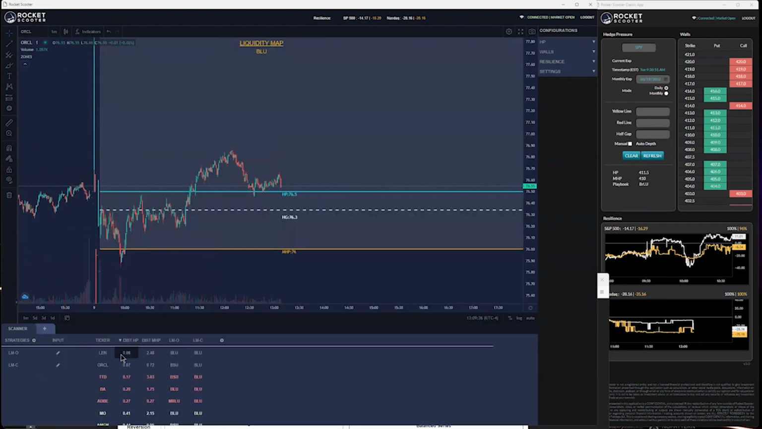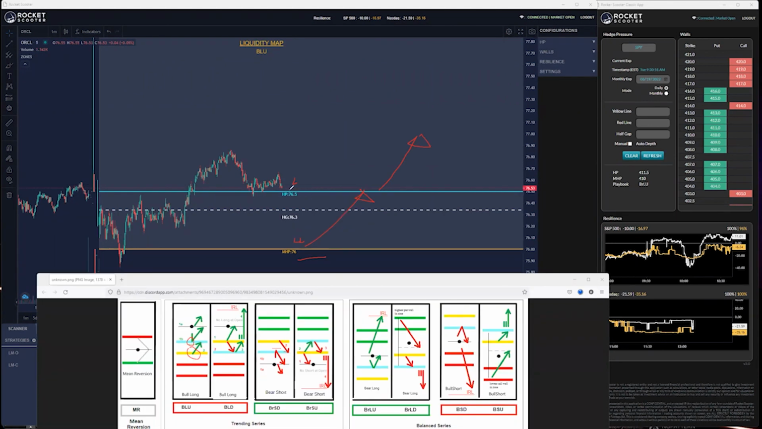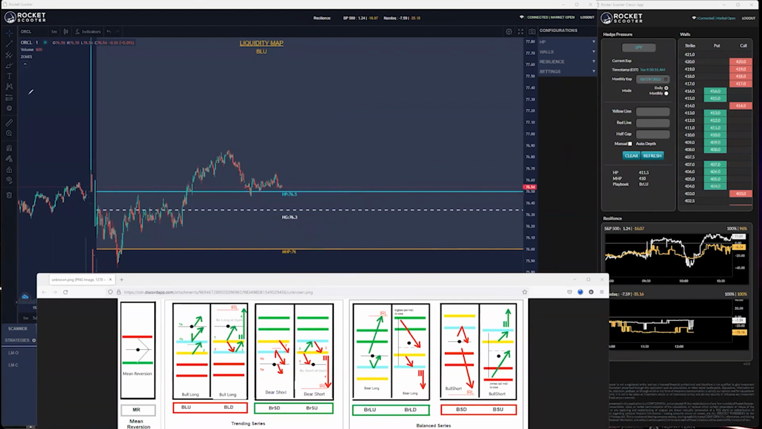I just typed in BLU on the scanner and I found something that's right on hedge pressure. Oracle is now a hedge pressure break. It can potentially go higher. Okay, cool. So my plan is I can go long and have it go somewhere, and go long again and have it go somewhere. Number one, the first thing you ever do, you will look at the walls.